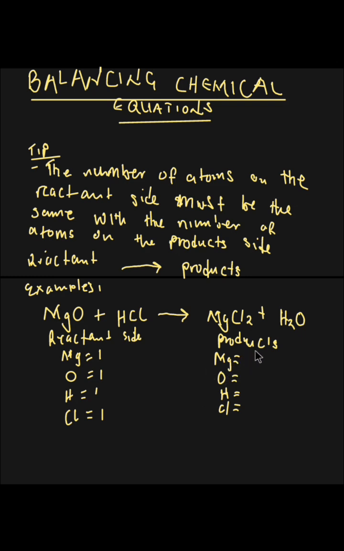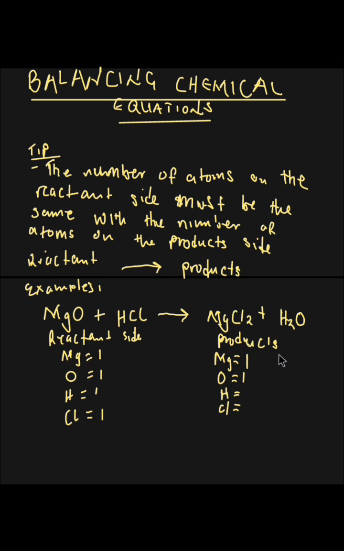What about the product side? So you do the same. So how many atoms of magnesium are you seeing here? So from what is here, you notice that you only have one atom of magnesium. Then you move to oxygen. How many atoms of oxygen are there? You have, I think if you said one, then we are on the same page.